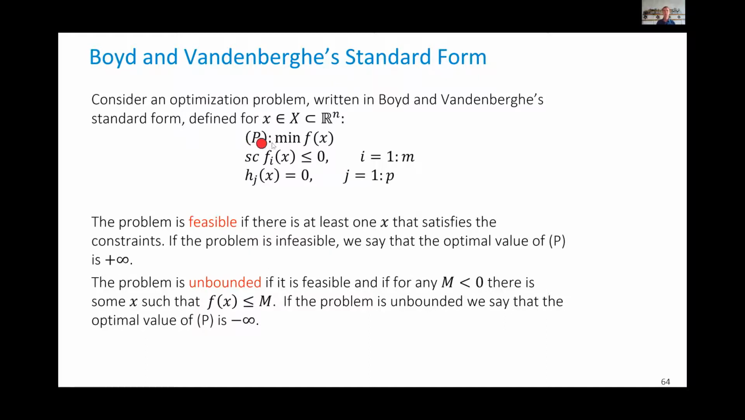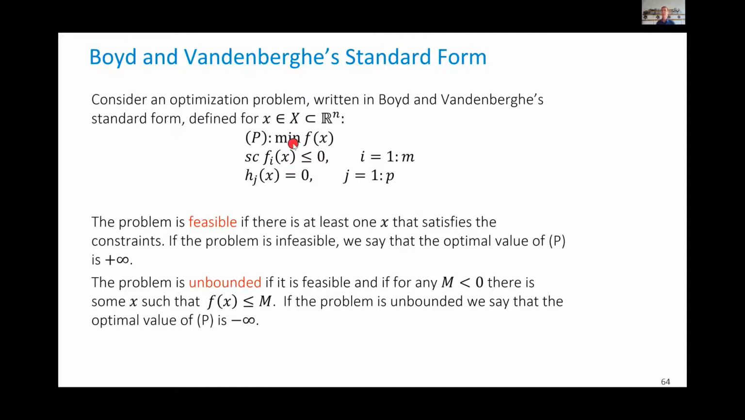An optimization problem is always a minimization of a function f subject to constraints that can be inequalities or equality. And if they are inequalities, they're always less than or equal to 0. And if they are equality, they're equal to 0. So of course, if you have any other kinds of inequalities, you can always transform them into this form.